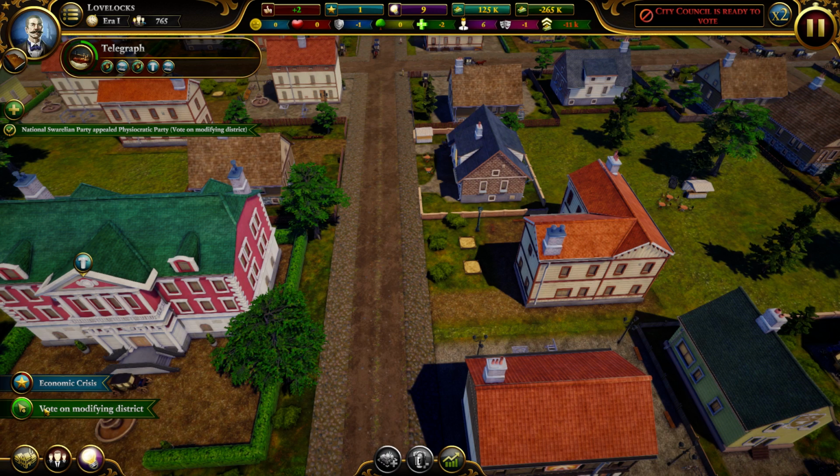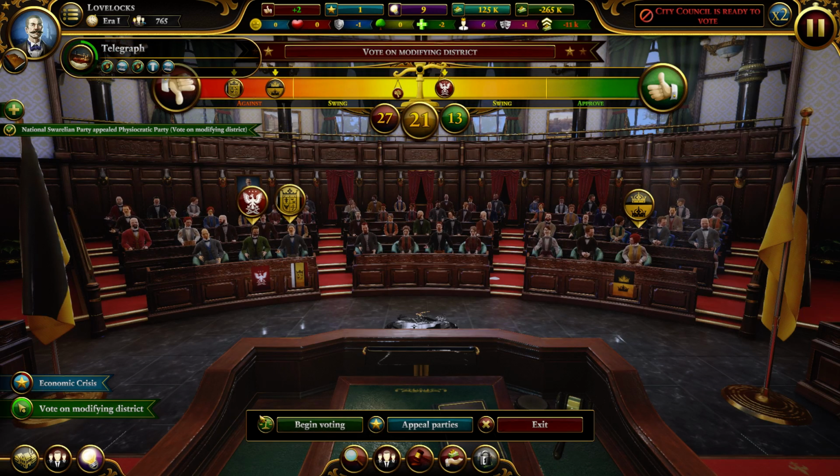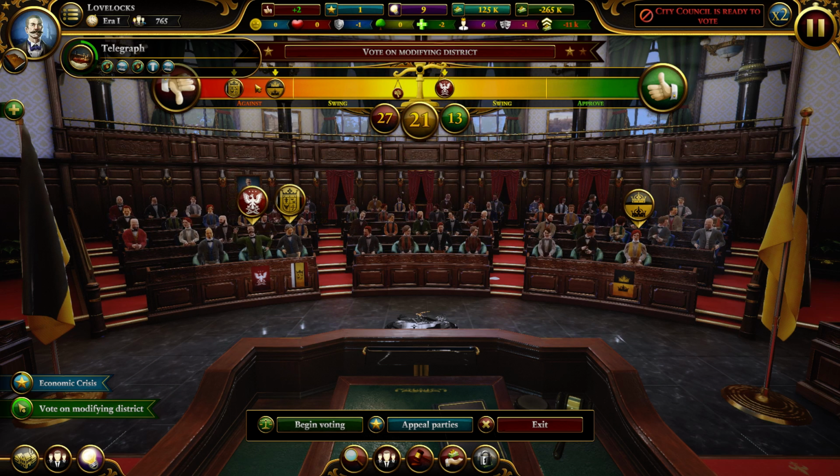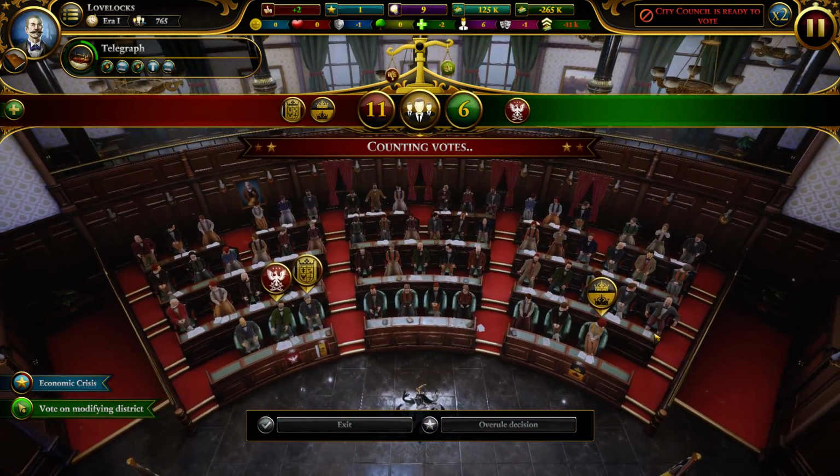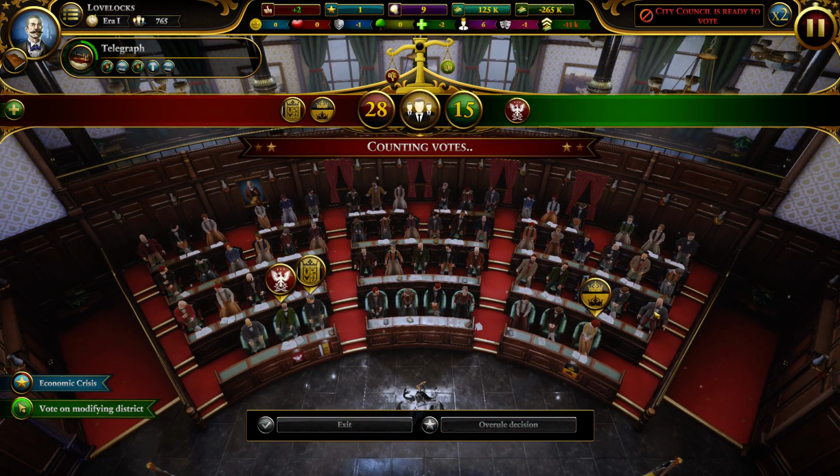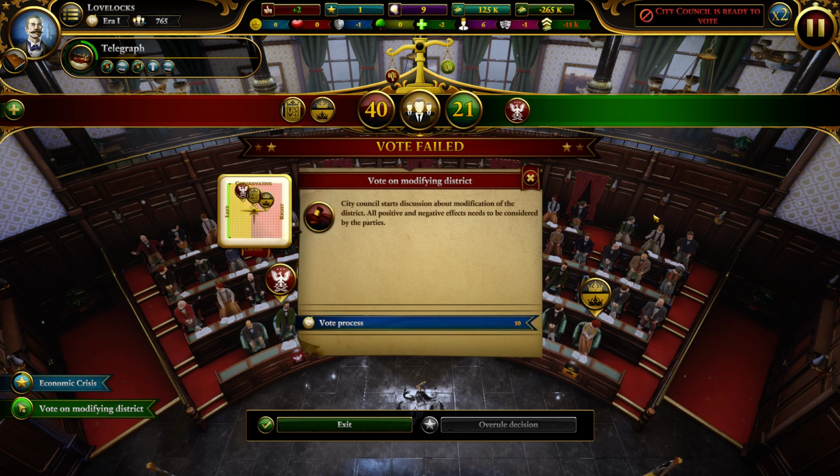Oh man, they're economic crisis. Oh no. Did they sway some in the other direction? I have no idea. Let's see what happens with this, guys. City Council starts discussion about modification of the district. All positive and negative effects need to be considered by the parties.